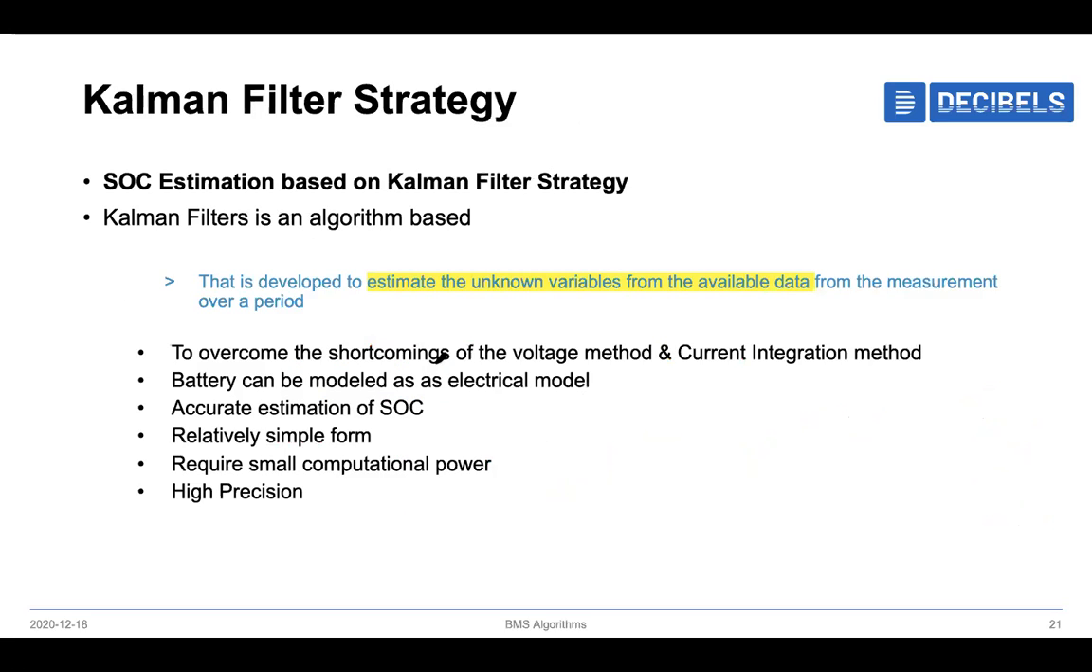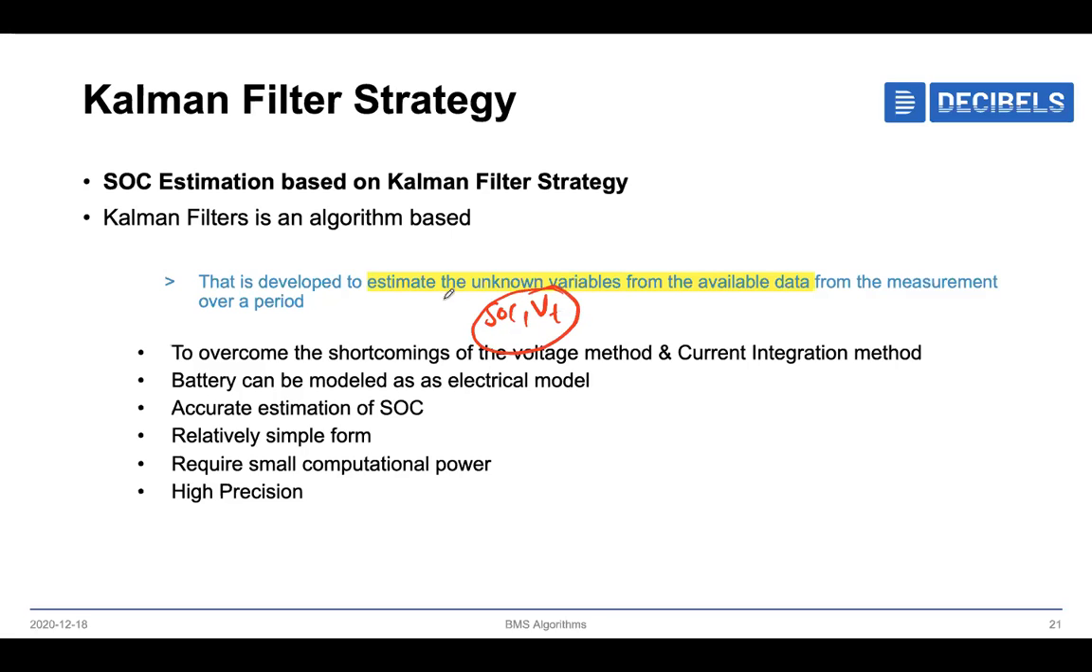So that's where we come up with the Kalman filter strategy. I hope you know about Kalman filters. It is an algorithm, and the main aim of Kalman filters is to estimate unknown variables from the available data. Here the unknown variables are state of charge and the terminal voltage. And the available data we have is current measurement, voltage measurement, and temperature measurement. By using these three things, we have to estimate the SOC and VT, which is the terminal voltage.